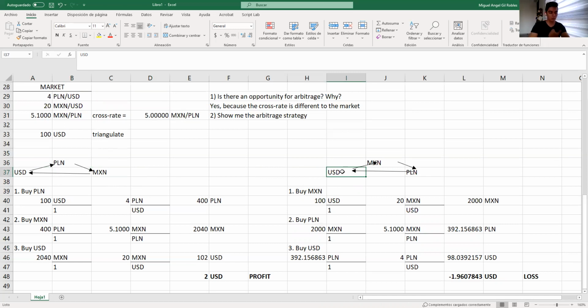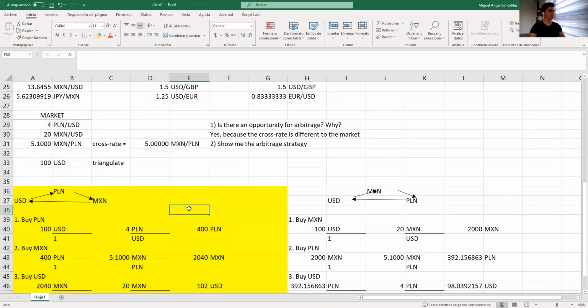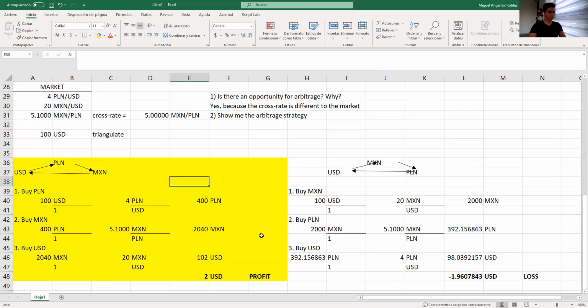Or if you get the wrong one and you get a loss, don't worry, it's okay. You don't have to raise or anything. Just do the other one and tell me this is the one that gives you profit. Like this is the one that you need to do, right? That's why it's in yellow. So that's the end of the triangular arbitrage. This is the end of this class.